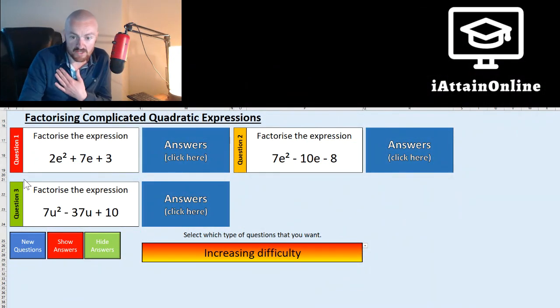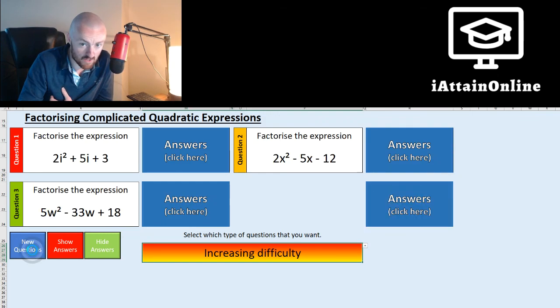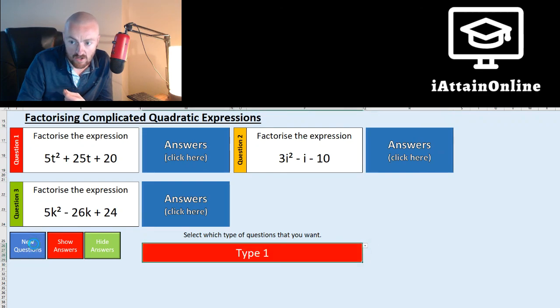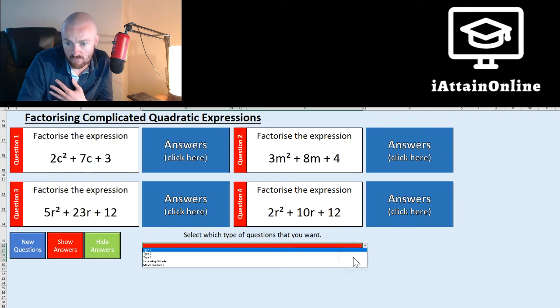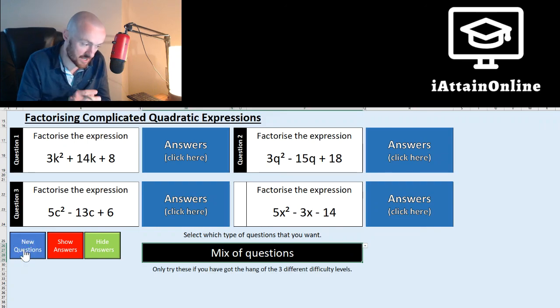Okay, so I've made another question generator. There were only 3 examples here, so you can get increasingly difficult questions. You can get 4 of one type of question, or you can get a mixture of all the questions when you're feeling really confident.